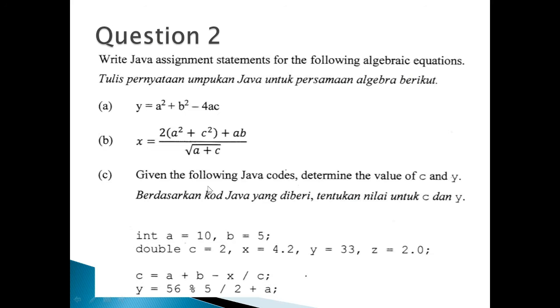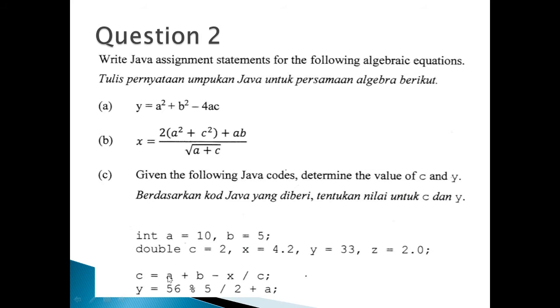And the last one, okay, given the following Java codes, determine the value of c and y. Okay, so value of c and y. So what is the value of c? Okay, look at c here. C equal to a plus b. So a is 10, 10 plus b, b is 5, and then minus x divided by c. X is 4.2 divided by c. C is 2. So x 4.2 divided by 2, the result will be 2.1.